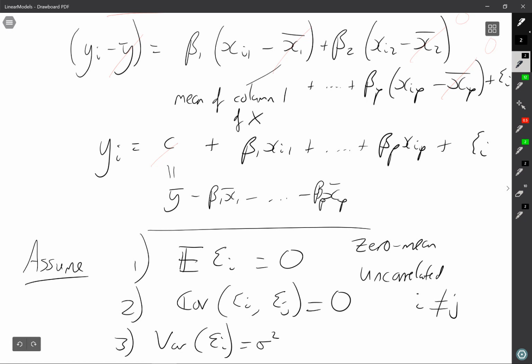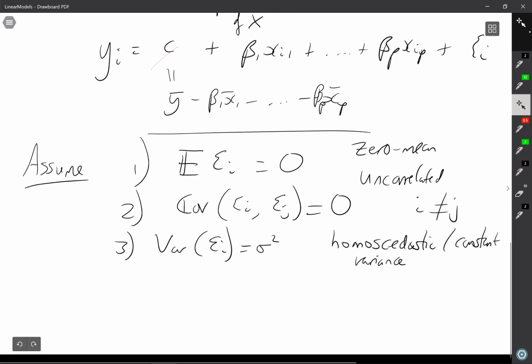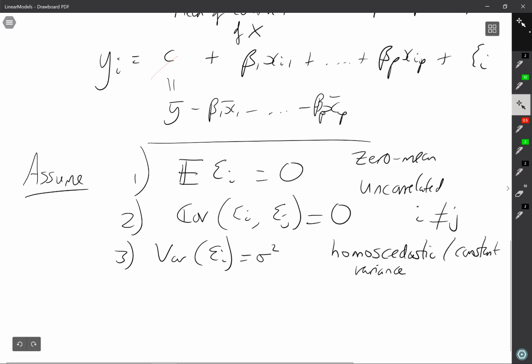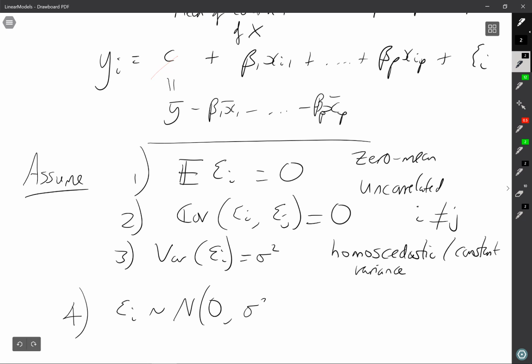Okay, so the constant variance, homoscedastic. In linear models, we always make these 3 assumptions. Now, sometimes we also make an additional assumption. We sometimes also assume that epsilon_i has a normal distribution with mean 0 and variance sigma squared.